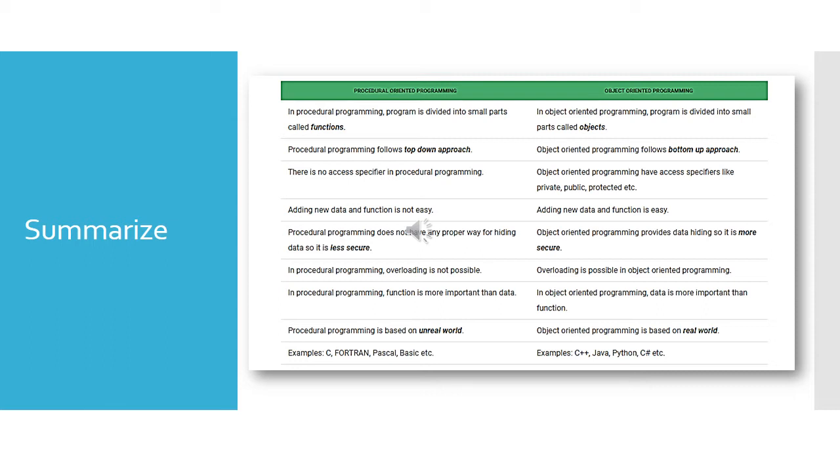Whereas in object oriented programming, more emphasis is put on objects. It is a bottom-up approach. Adding data and functionality is going to be easier compared to procedure-oriented programming, and it is used in real-world programming. The best examples are C++ and Java.